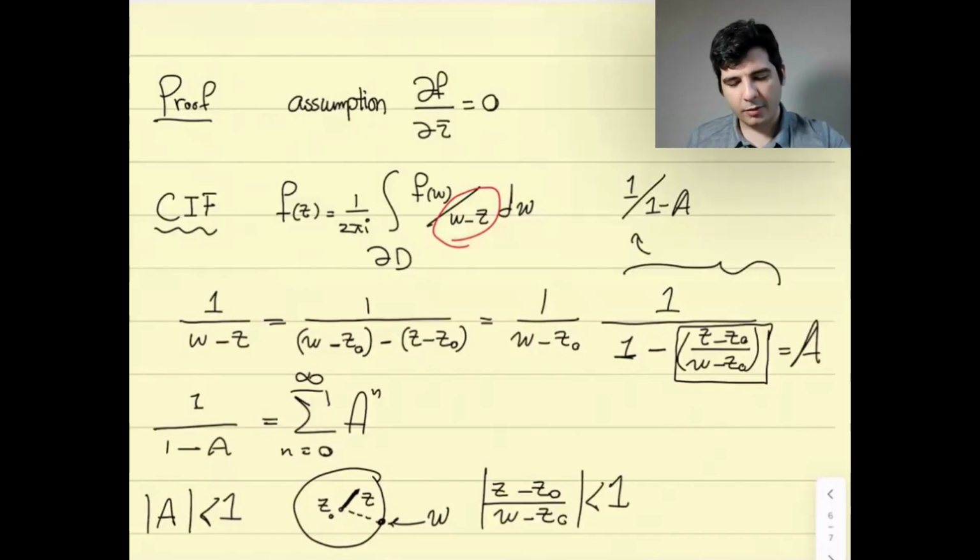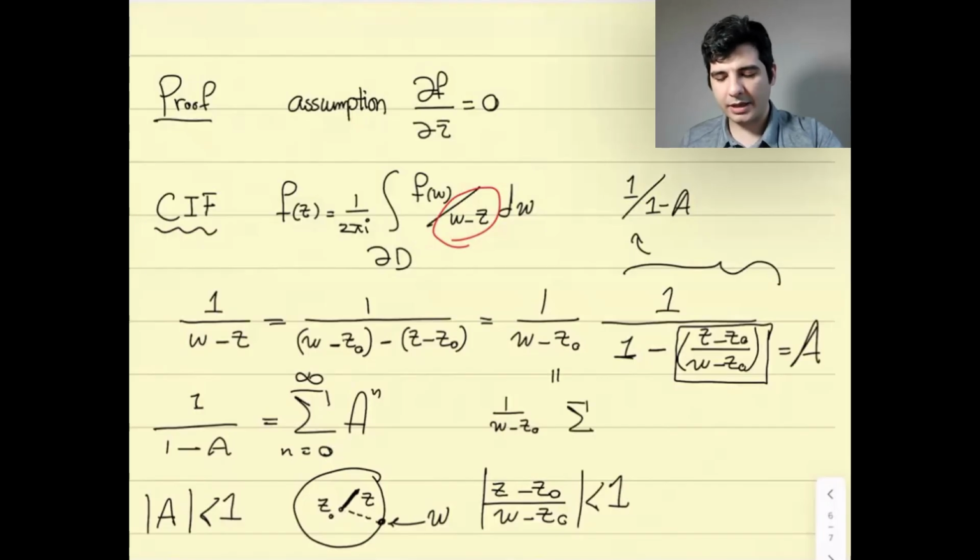So I can replace this part, 1 over 1 minus a, with the sum of a to the n. Therefore, 1 over w minus z is equal to 1 over w minus z naught. I keep that part. Instead of 1 over 1 minus a, I write the sum of a to the n, where n goes from 0 to infinity. But here a is z minus z naught over w minus z naught.